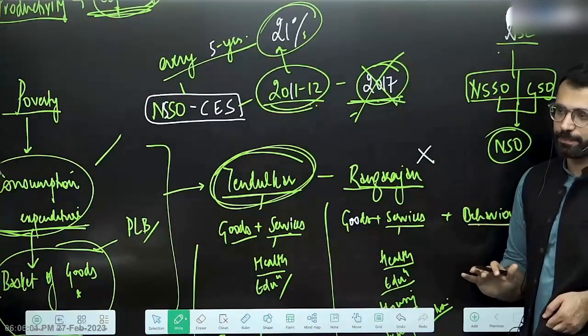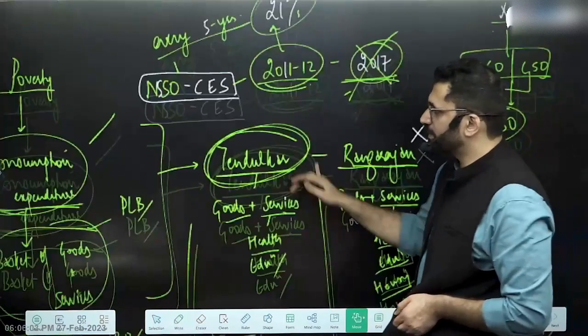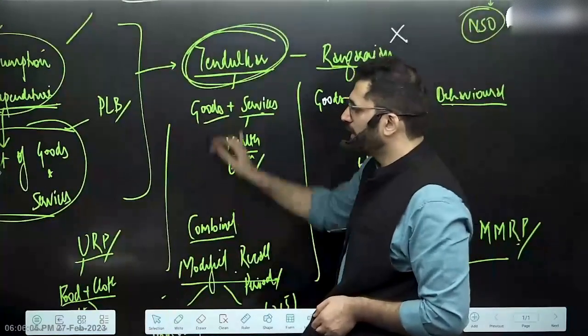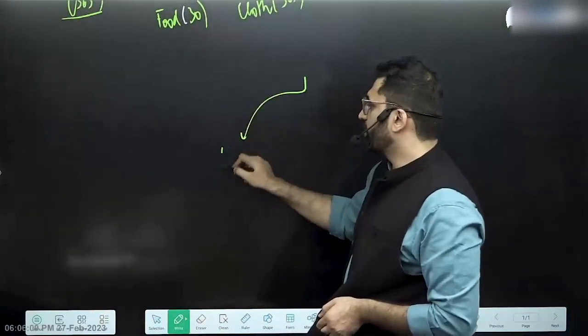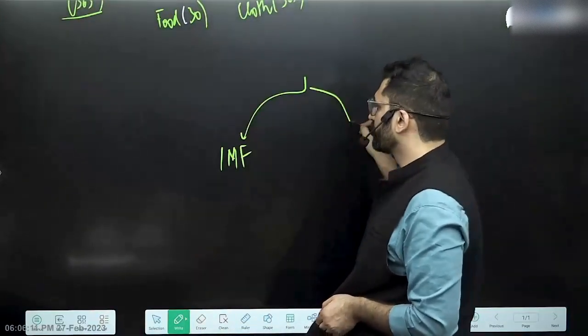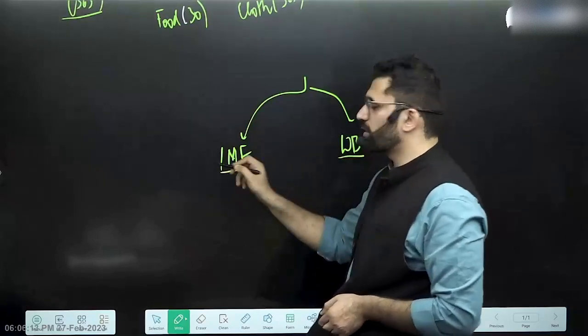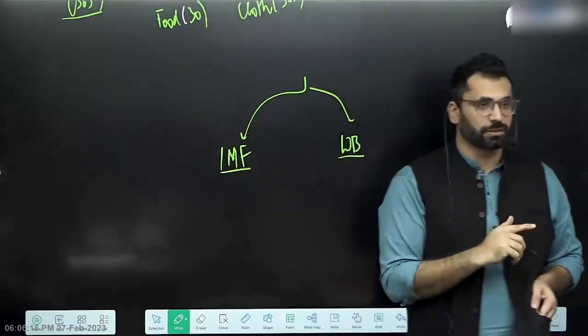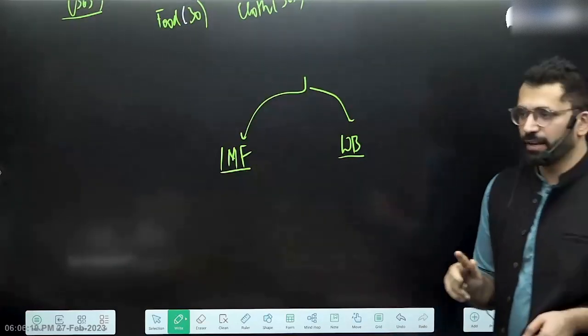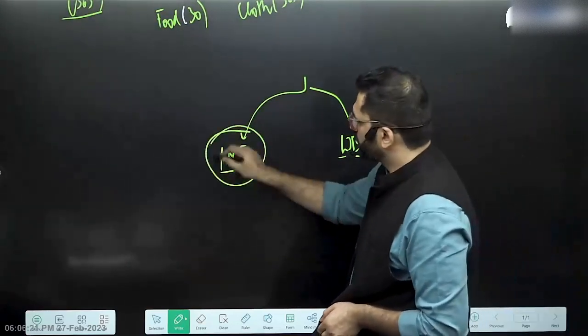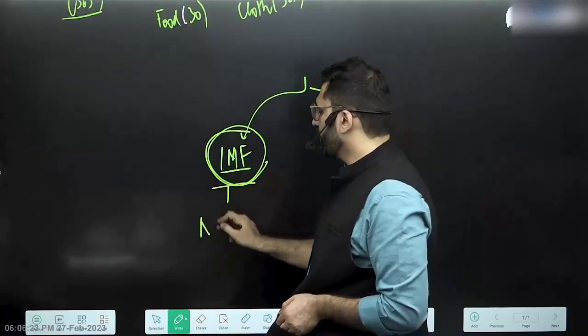Now for this, two things happened. There were two papers, one from the IMF and the other from the World Bank. The methodologies were different, that is why the numbers are also different. Since there was no consumption expenditure data of 2017, the IMF used the national accounts.